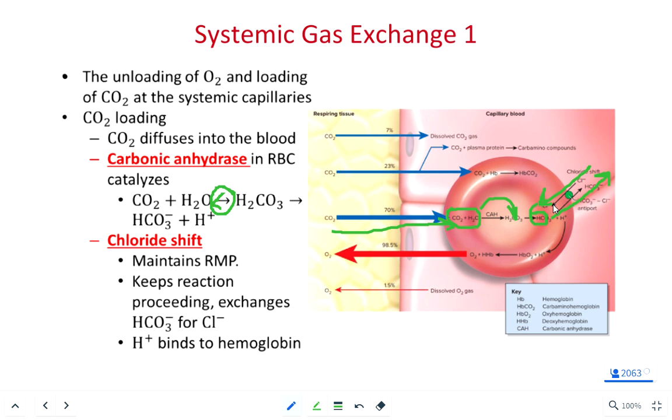That extra hydrogen ion that was produced as the carbonic acid dissociates will then bind to a hemoglobin within the erythrocyte.